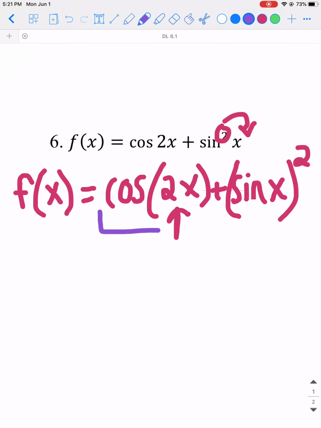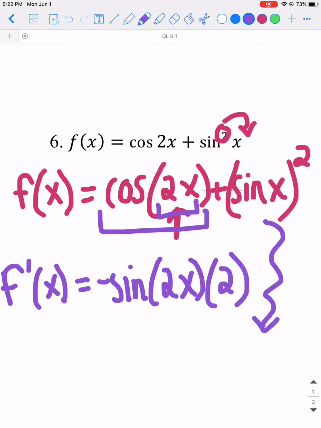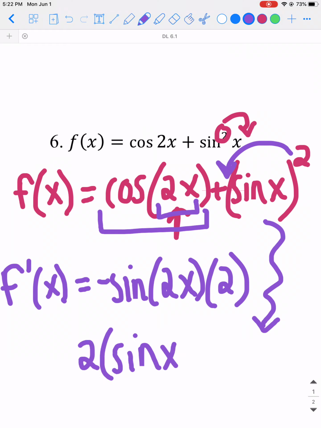So my first step, if I'm just looking at cosine of 2x, I'm going to take the derivative of cosine is negative sine, the 2x stays the same, and then the derivative of the inside, right? So just the derivative of 2x is 2. I'm going to put this second part down here so I have enough room. So now if I'm taking the derivative of sine of x squared, remember my first step, that 2 is going to drop down to the front, so I'm going to have 2 sine of x, and subtract 1, my power is just going to be 1.